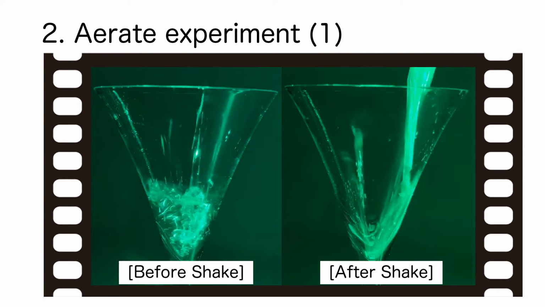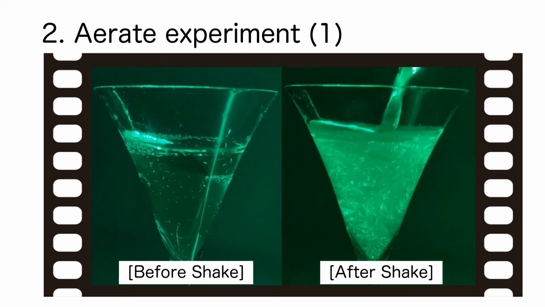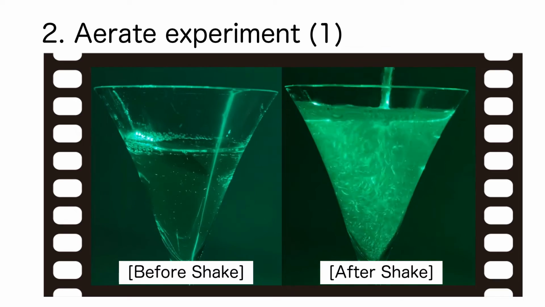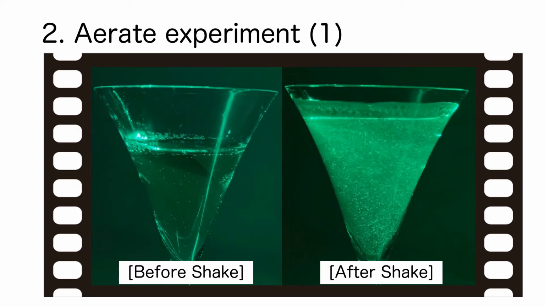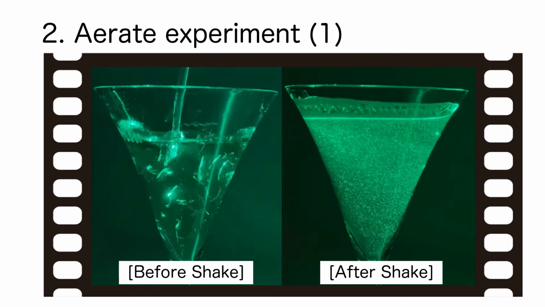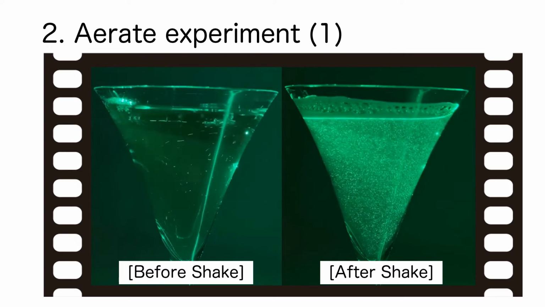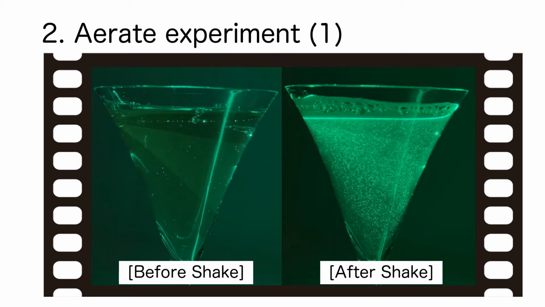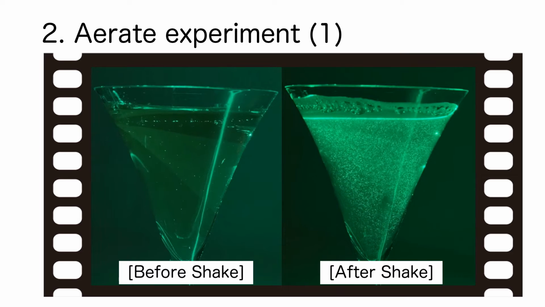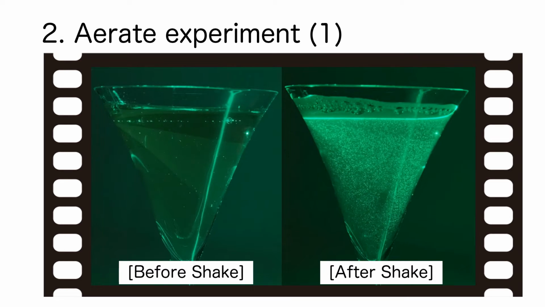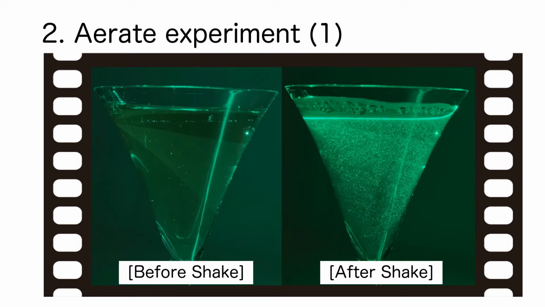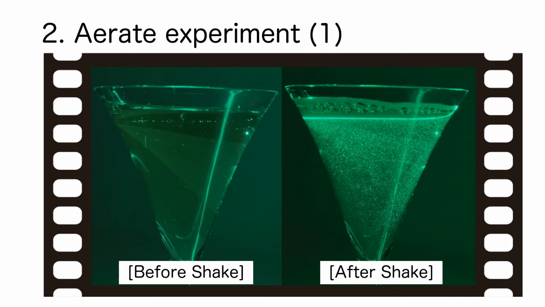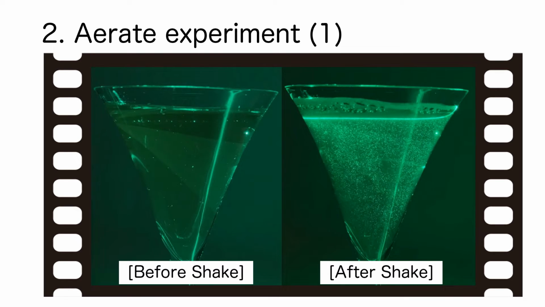Let's check the state of the liquid before and after the actual shake. The slide shows the state of the liquid before and after the shake, taken with a light sheet using a laser beam. In the experiment, we use green tea in PET bottles. The left side of the screen shows the image before shaking and the right side shows the image after shaking. On the right side of the screen, a large number of microscopic bubbles are shown as white dots, confirming that the meaning of aerate is to incorporate microbubbles into the liquid.